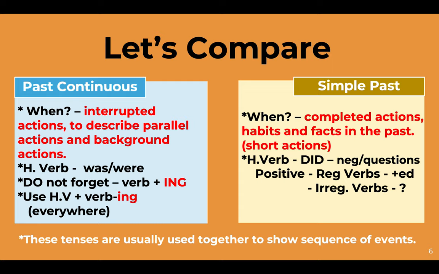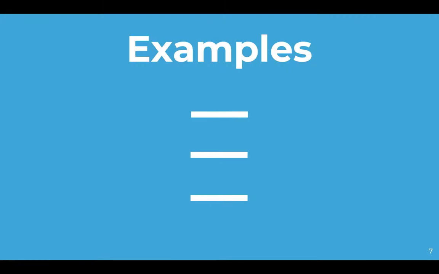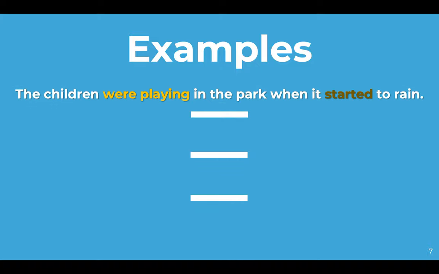These tenses are usually used together to show sequence of events. So you will find the past continuous and the simple past together in a sentence. And I'm going to show you some examples. The children were playing in the park when it started to rain. Okay, so they were playing, so this is continuous. Long time, we can say, more or less. And then it started to rain. Like right there, it started to rain.